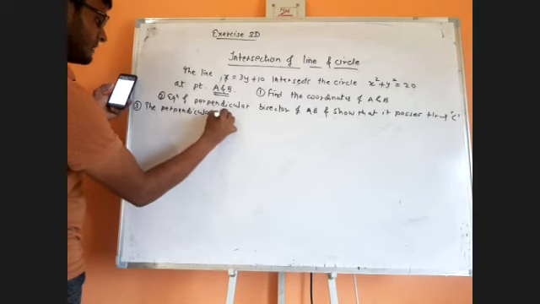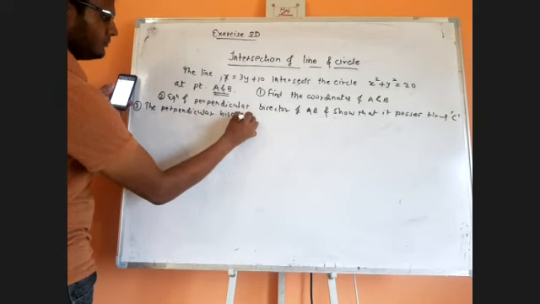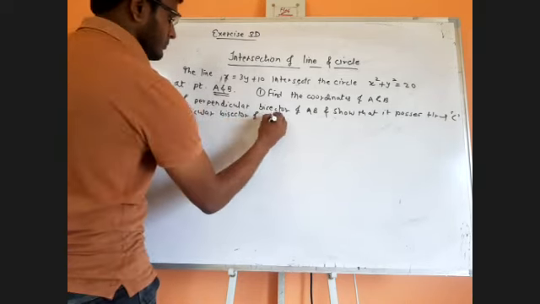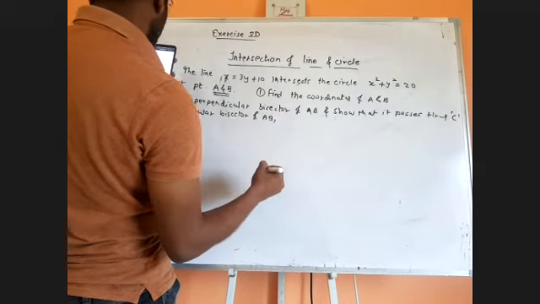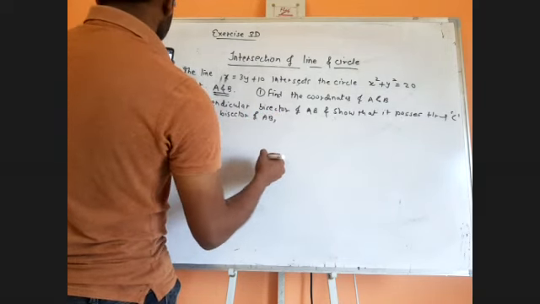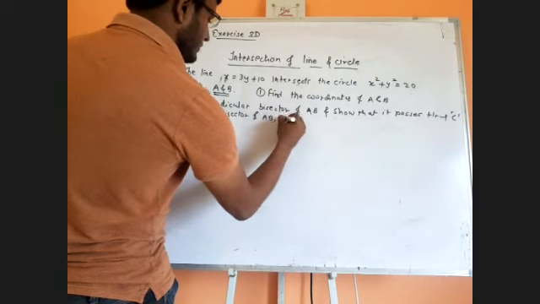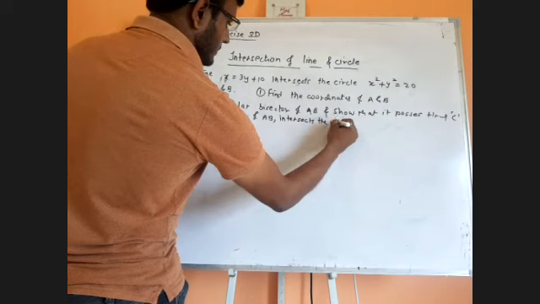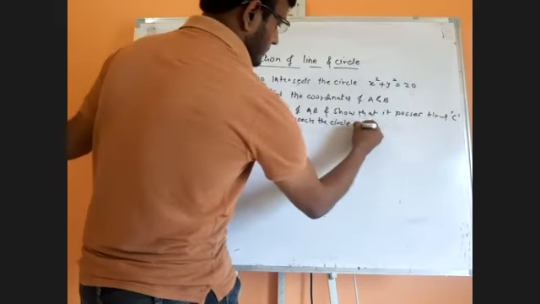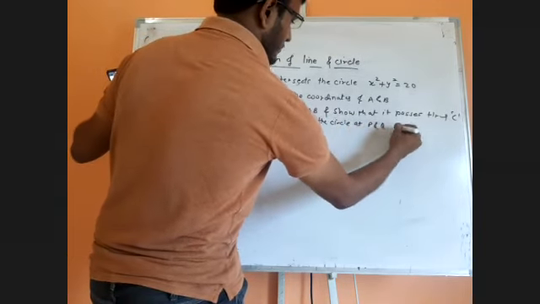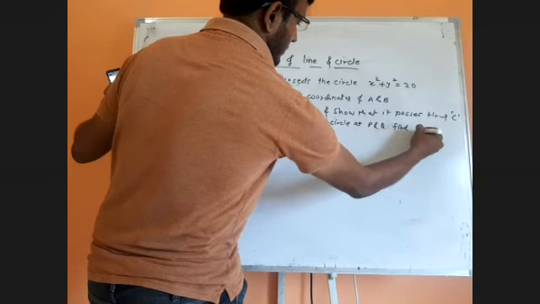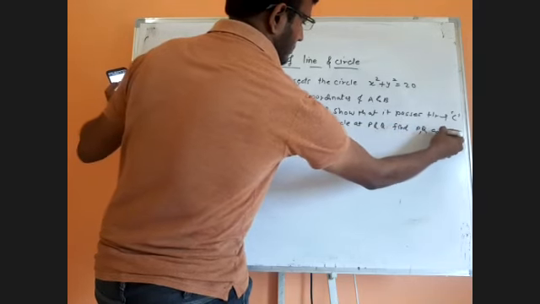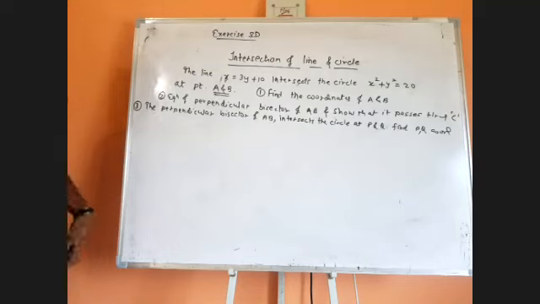The perpendicular bisector of AB intersects the circle at P and Q. We just have to find the P and Q coordinates. So find the P and Q coordinates. Okay, this is the question.